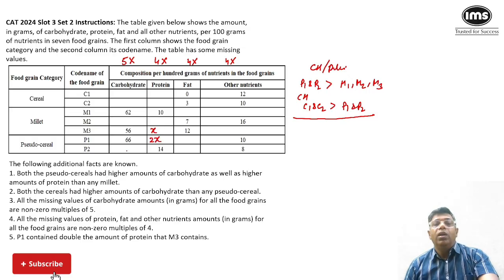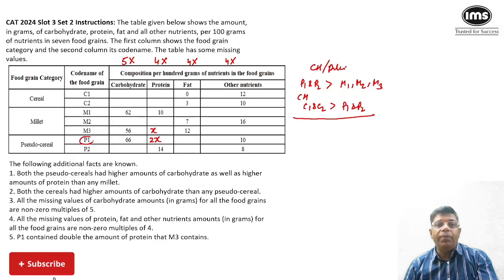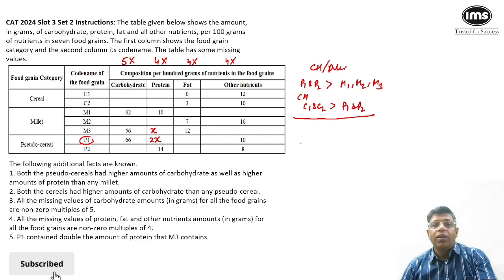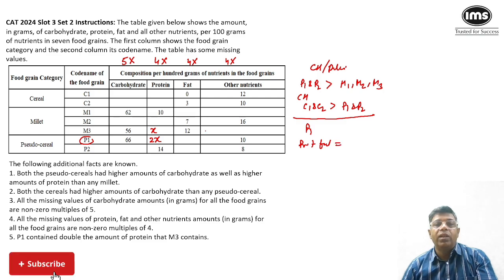Okay, so I will start solving the question with P1. We know that in P1 carbohydrate is 66, other nutrients is 10. So protein plus fat in P1 will be equal to 100 minus (66 plus 10), that is 76, so this value will become 24. Now both the values have to be multiples of 4. So maybe I will try to write some combinations, and moreover this value is greater than 10 because of this condition: in protein, P1 and P2 both are more than millet.